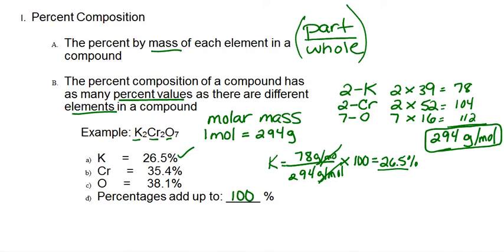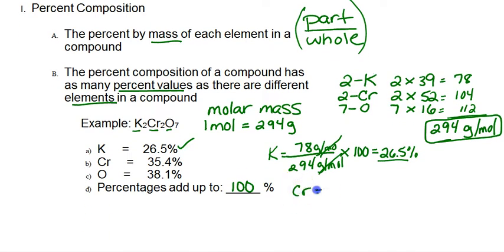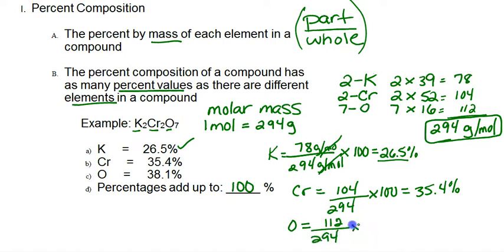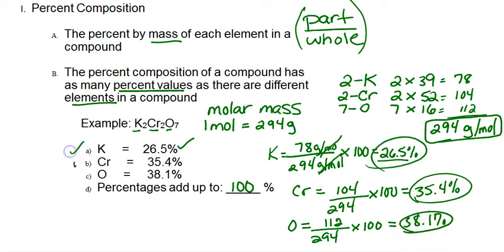So this shows you where this comes from. Next one, if we were to look at chromium, I'm just going to take the 104, so that is the amount that I have of chromium alone, divided by my total, multiply by 100, and I end up with approximately 35.4%. And then lastly with oxygen, notice oxygen here, it's not diatomic because it has partners, so don't be confused by that. You're going to end up with 112 over 294, again the total, multiply by 100, end up with approximately 38.1%.